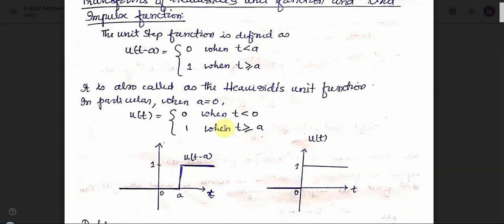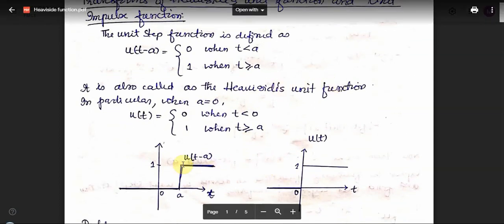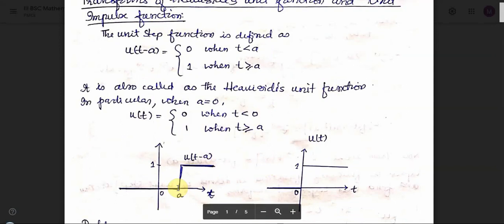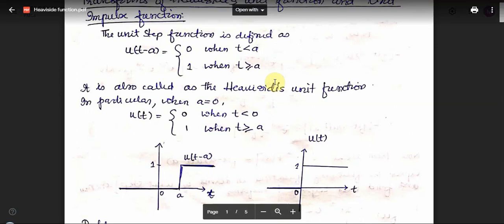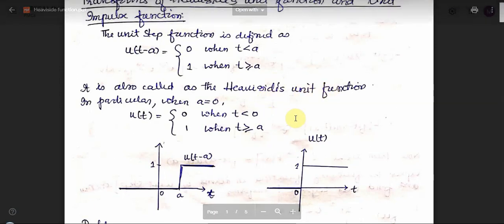It is also called Heaviside's unit function. It looks like this. a is the breakpoint. On the t-axis, when the value of t is less than a, the function is defined to be 0. And when the value of t is equal to a or greater than a, the function is equal to 1. Therefore, this is the unit step function. The value is the unit value. Therefore, it is called Heaviside's unit function.